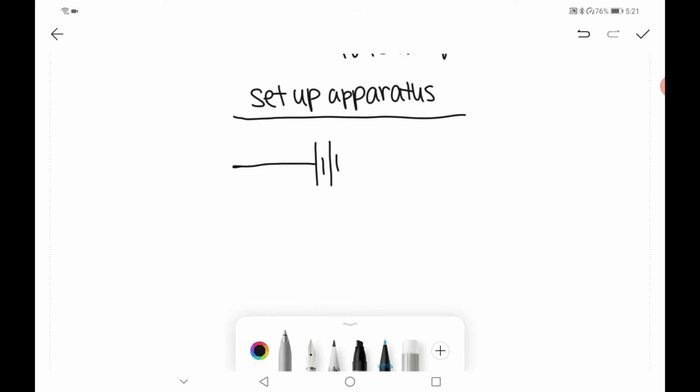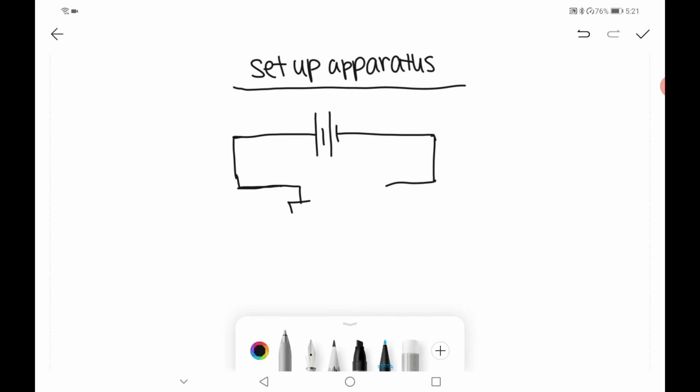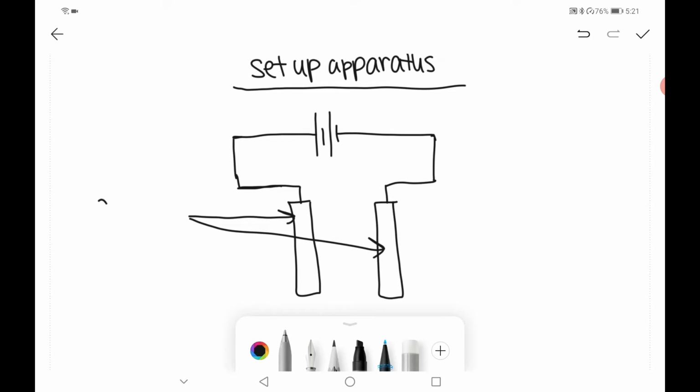The battery connects to wire. This is the electric wire. The electric wire connects to two pieces of carbon electrode. We will learn more about electrodes later on. For now, you don't need to purposely memorize these two electrodes. I just want you to know that we have electrodes and they are made of carbon.